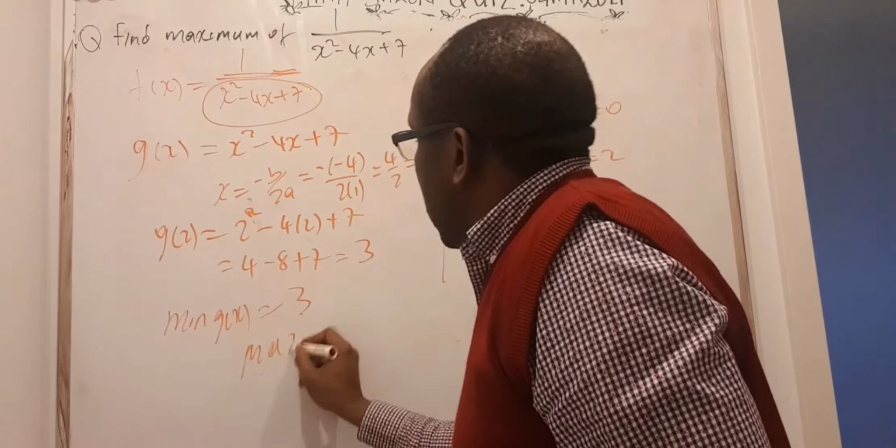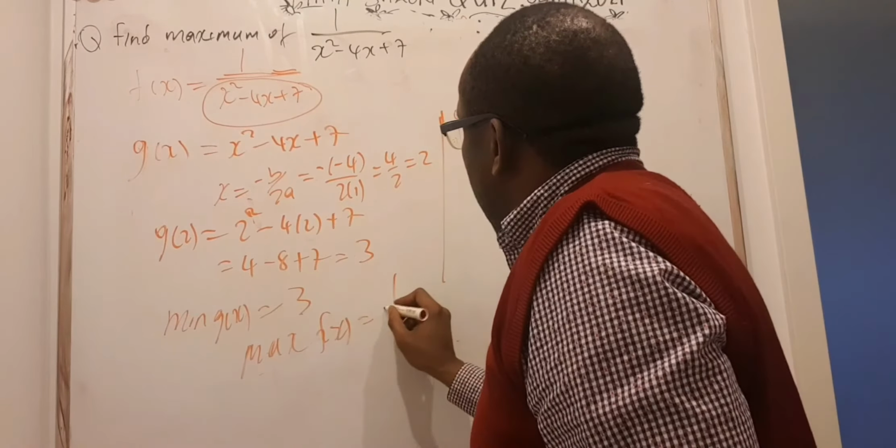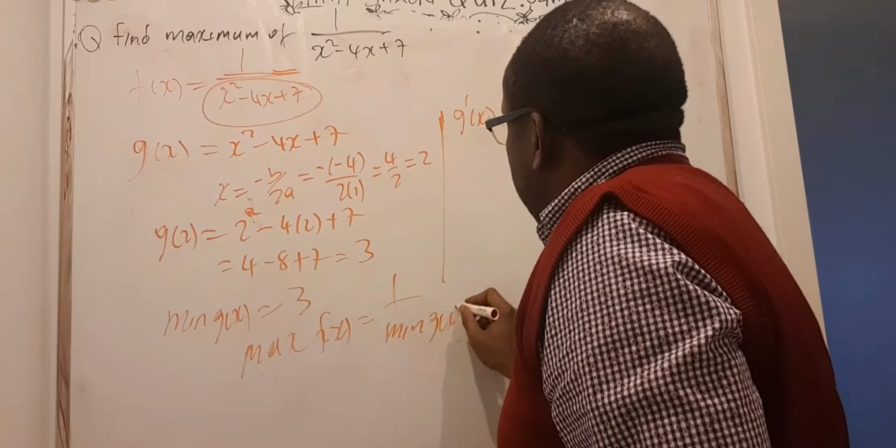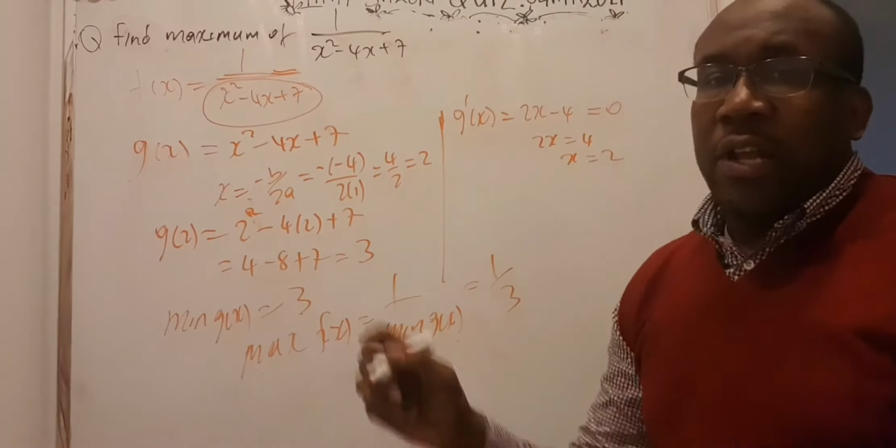So max f of x is 1 divided by the minimum of g of x, and that's equal to 1 over 3. That was the answer for that one.